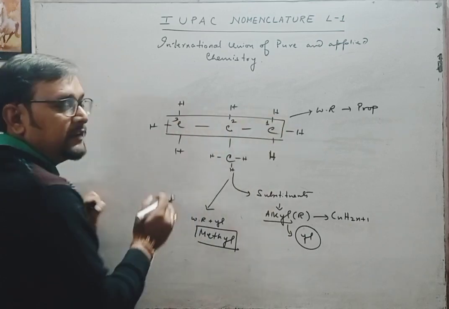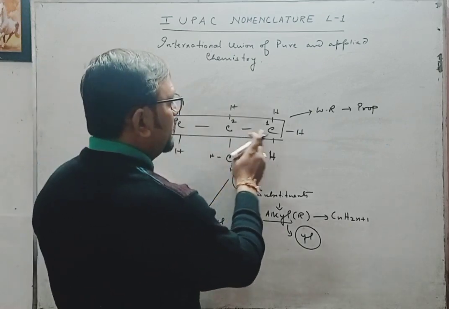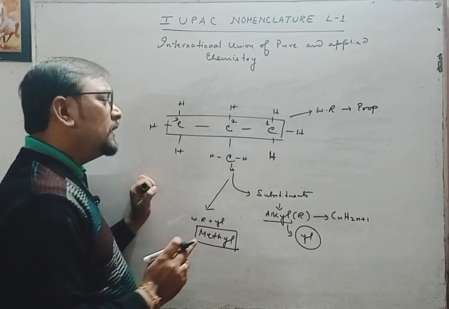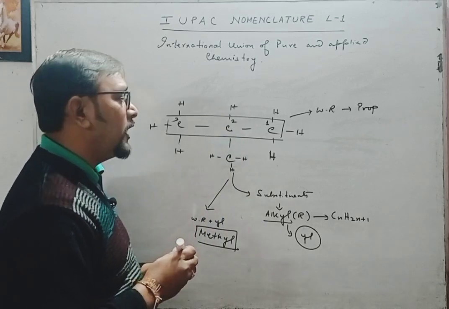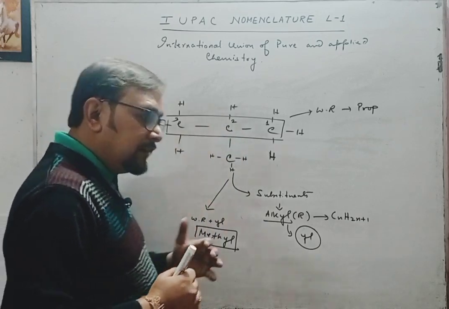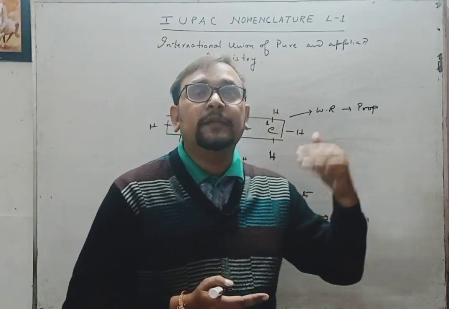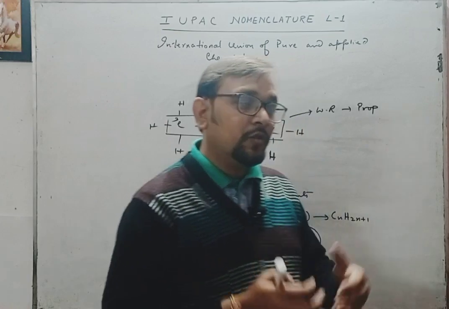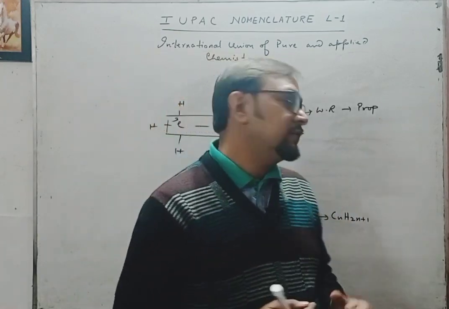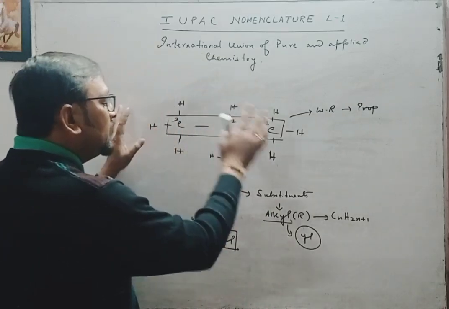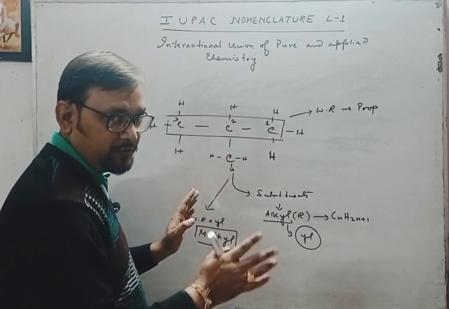From this side I have started the numbering 1, 2, 3. Then the locant for this substituent is the number 2 carbon, that is the second carbon. The IUPAC name is in such a way that from the name you can frame the structure. Every detail has to be given in the nomenclature. Everything I required to name this formula I have got.